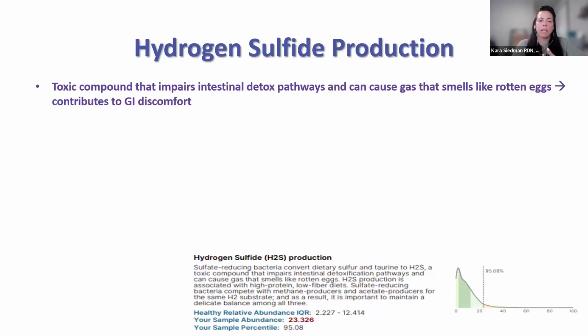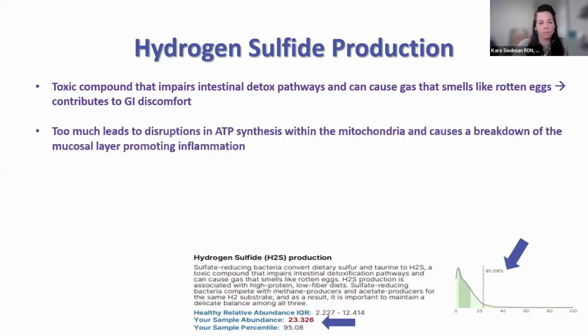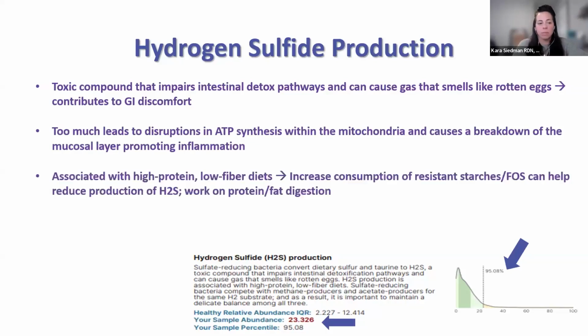And that's when we often get the GI discomfort and the GI symptoms that are associated with it: bloating, rotten egg smelling stool. So too much can actually disrupt mitochondria and can cause a breakdown of the mucosal layer. So it promotes inflammation. We know it's often associated more with a high protein, lower fiber diet. So obviously, again, looking at the diet, are we digesting? Are we over consuming? How do we need to support more of that balance?